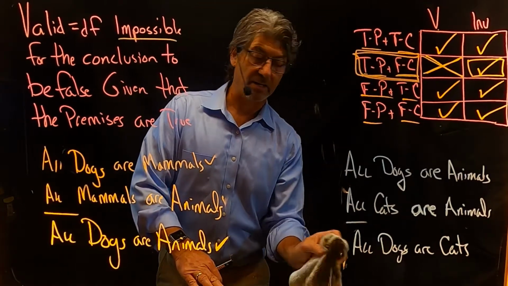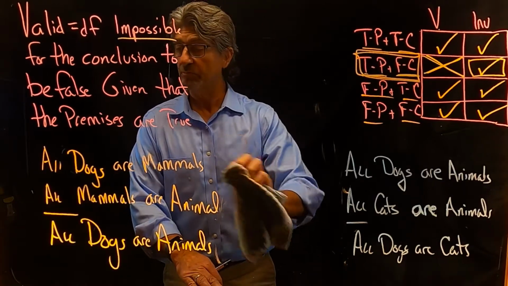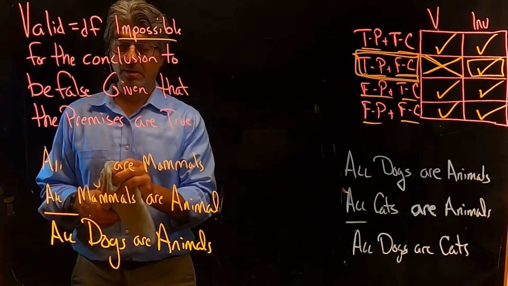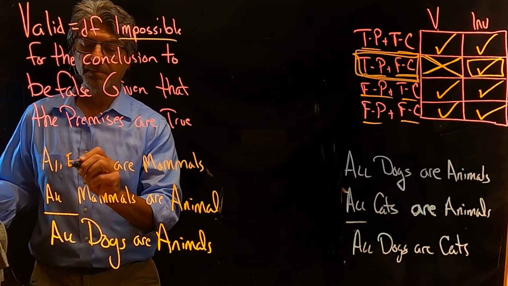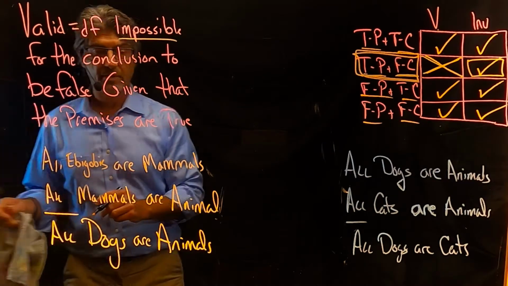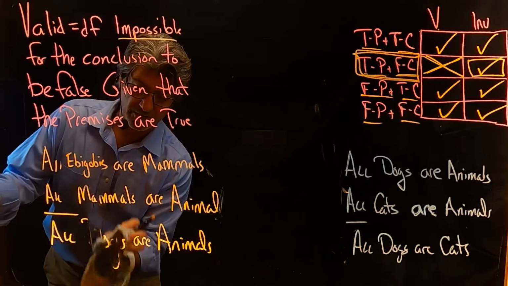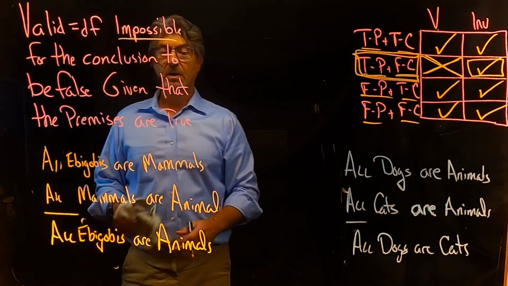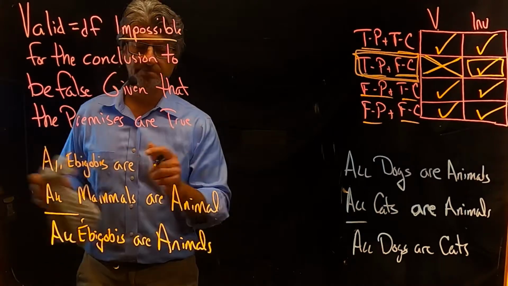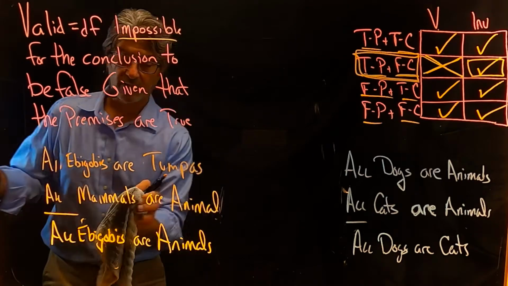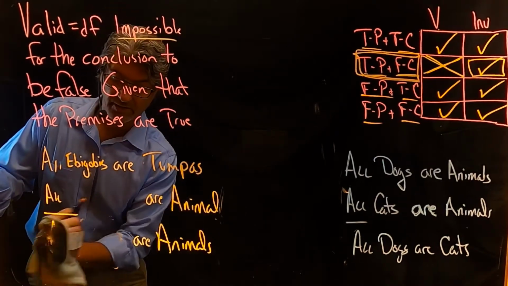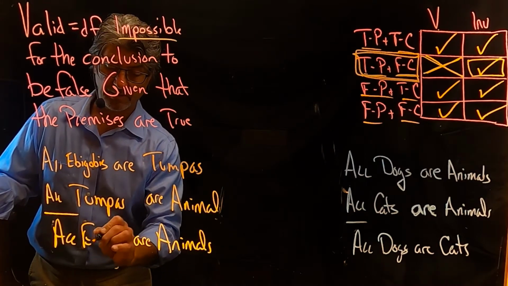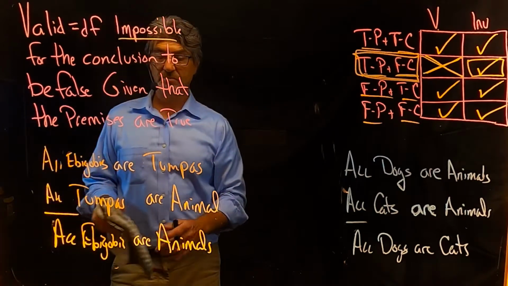Okay, so let me give you a little different example. Suppose we change dogs to, let's say, EB gobbies. All EB gobbies are toompas. And all toompas, whoa, I keep erasing everything here. Gotta be careful with my eraser. So all toompas are animals, and this was all EB gobbies. Now, I can leave that in there.